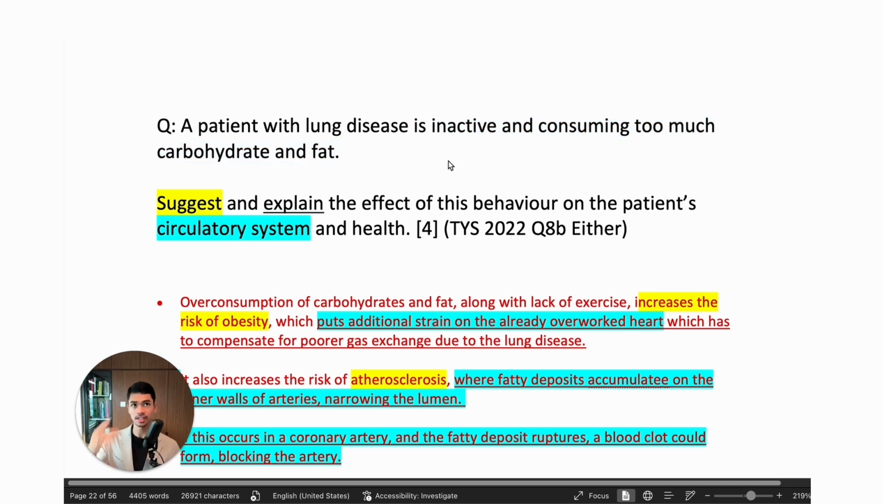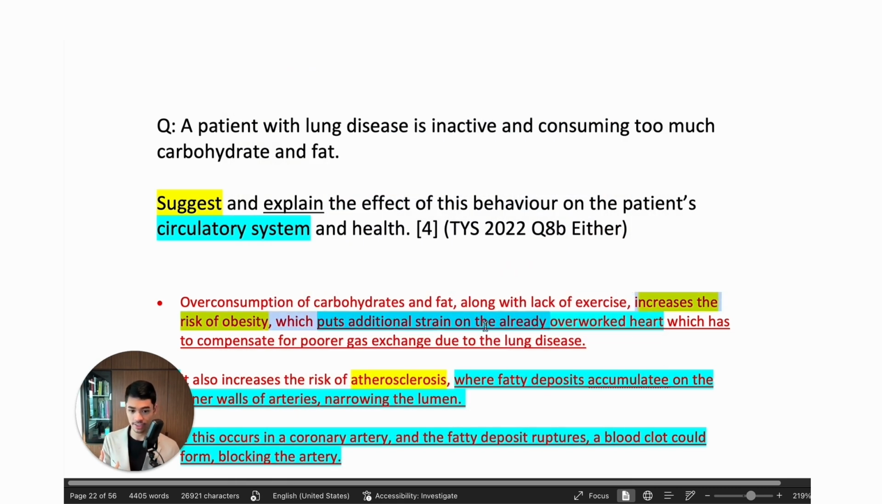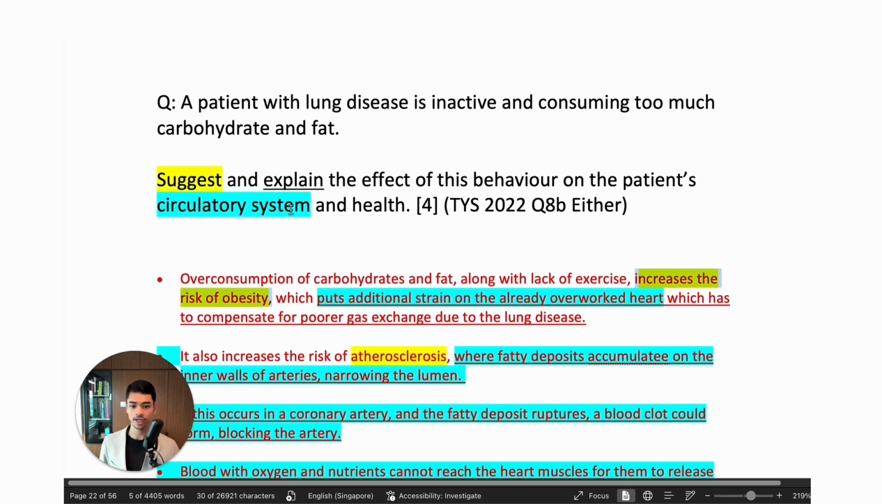You probably can intuitively guess that they will eventually put on more weight, and put on more fat. So overweight and obesity. That's why I suggested here, increases the risk of obesity. Then explain on the circulatory system, how could it impact? So here's another logical thing that I came up with that fits with the question and fits with real life. Puts additional strain on the already overworked heart.